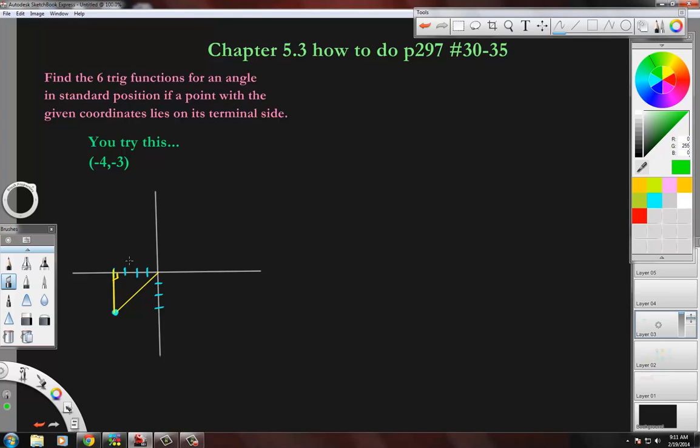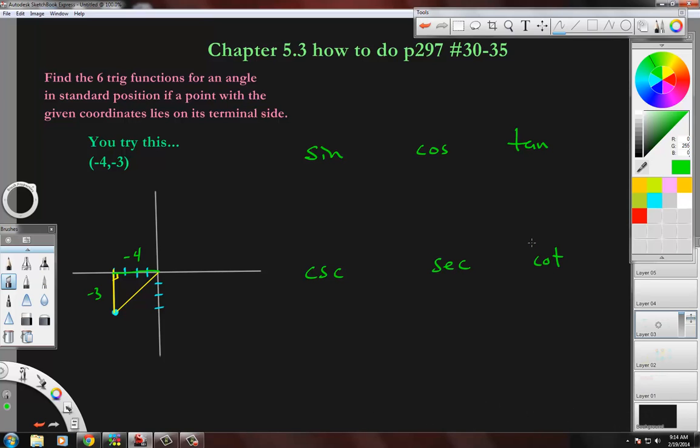Label your points. So this side here would be negative 4. This side here would be negative 3. So we're getting the sides. I'll make that green right there. All right, and I'm going to pause it, and I want you to try to figure this out. Okay, I'll be right back.